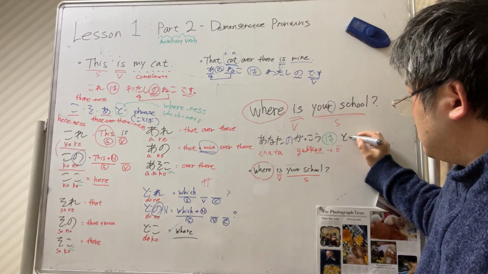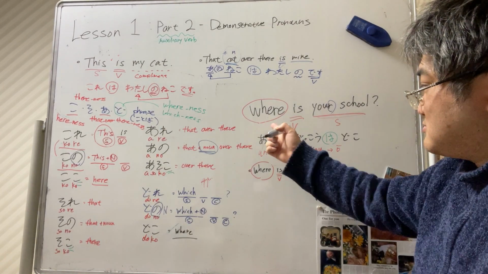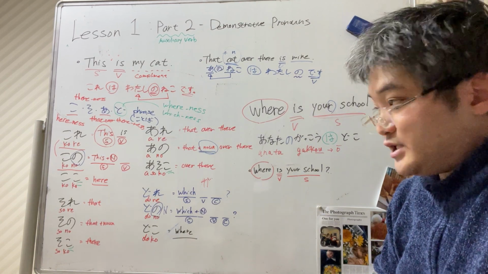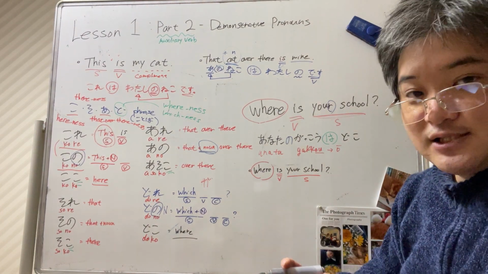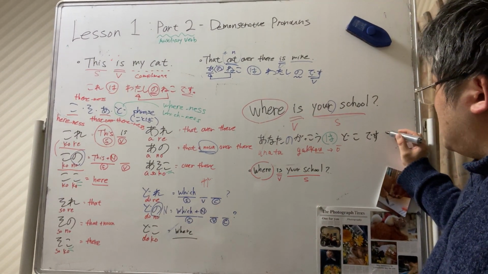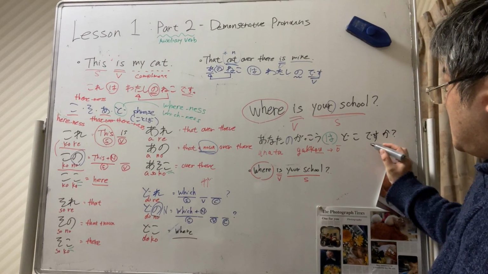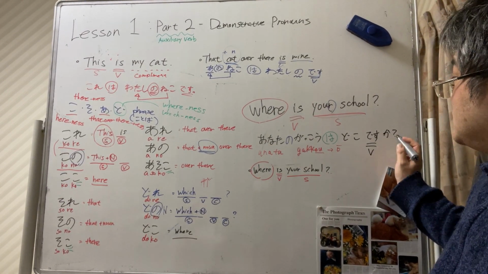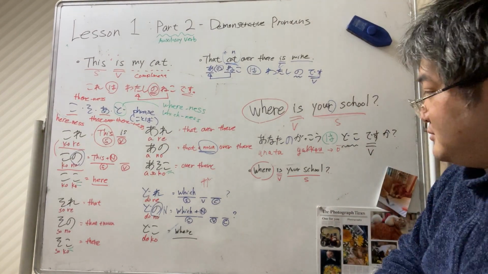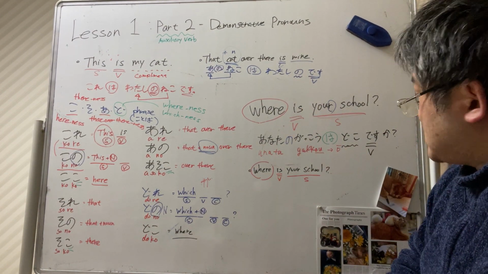doko. But doko is not a verb either, and in every Japanese sentence we have to end the sentence with a verb. So doko desu, and then because it's a question, you need to mark it as a question with ka, and doko desu ka. So this doko is inserted in between the subject and the verb.